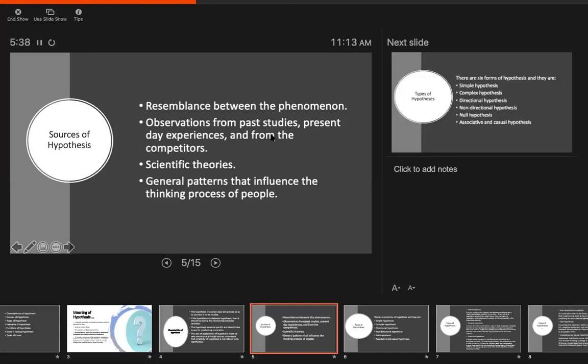People have already studied this and they are trying to relate it with present day experience. Other scientific theories say the body absorbs fat and the burning down of absorbed fat does not happen, and therefore they become fat, right, and obese. General patterns that influence the thinking process of people. Yes, it makes me think that he may become obese because he keeps watching TV, he keeps watching gadgets, he eats a lot of fatty food, he has no outdoor activities and hence he may become obese.